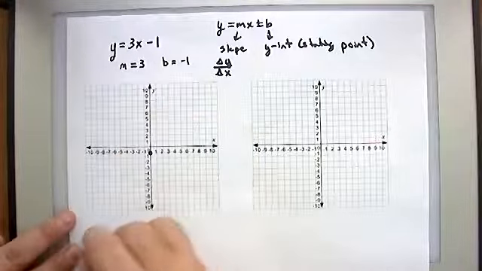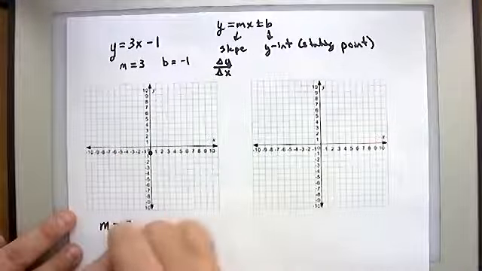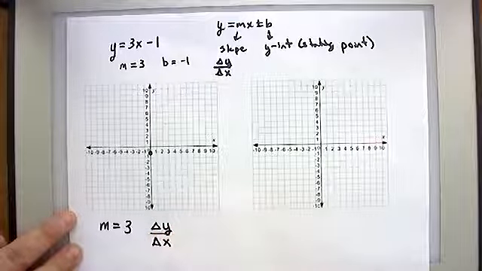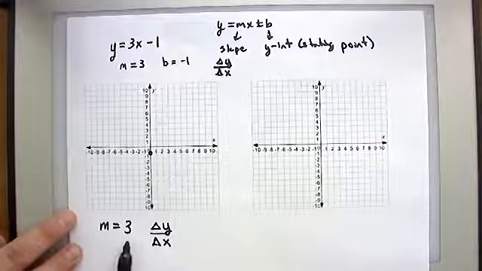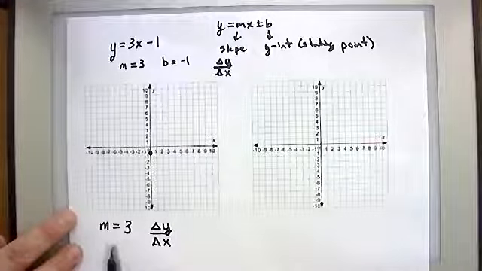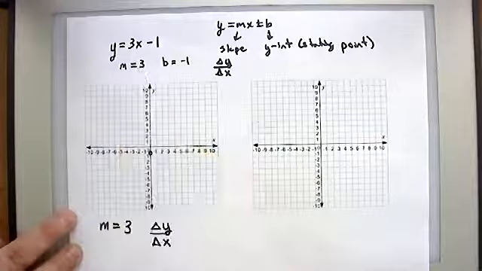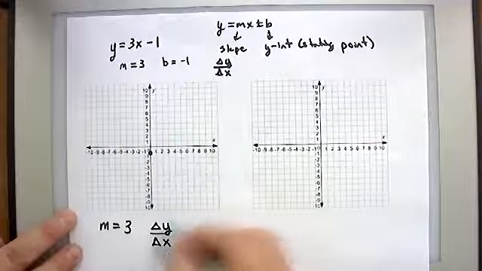Actually, I'm going to do this down here. Our slope is 3, and we need it to look like change in y over change in x. Now don't make a mistake here. The slope is 3. You don't need to turn this into a fraction to tell me what the slope is. If I say, what's the slope? You just say 3. But if you want to interpret it, you need to have it as a fraction.